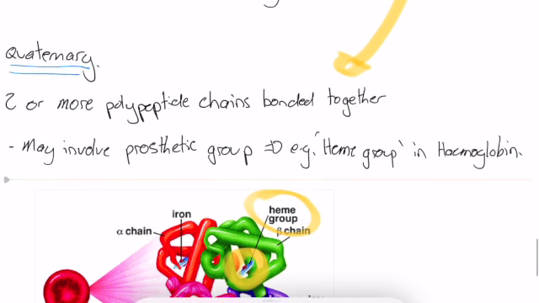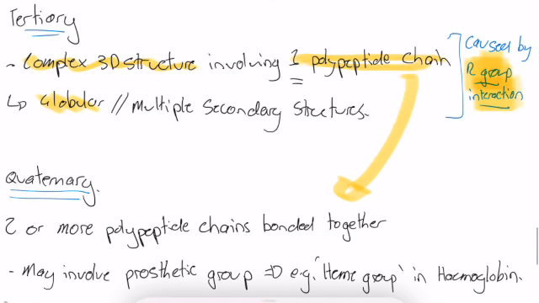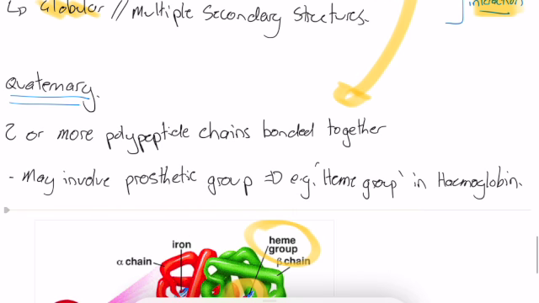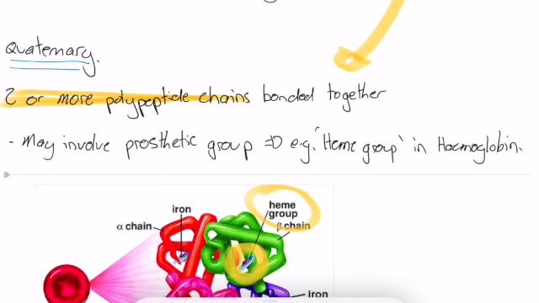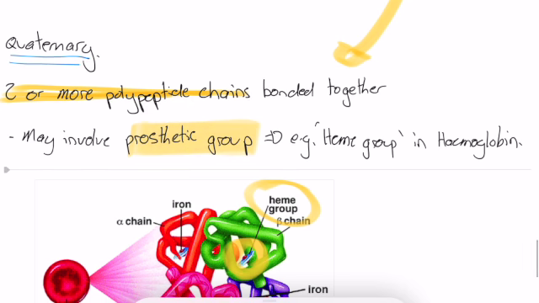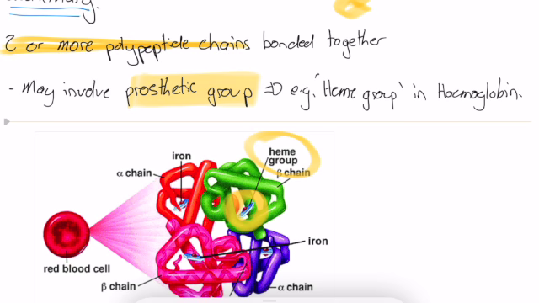Next up, we have quaternary structures. Now, I mentioned before that tertiary only has that one polypeptide chain. Quaternary structures have 2 or more polypeptide chains. So in essence, they're quite complex. It's important to note as well that they may involve prosthetic groups. So I've given the example of hemoglobin and the heme group.